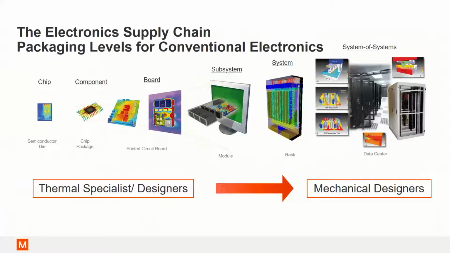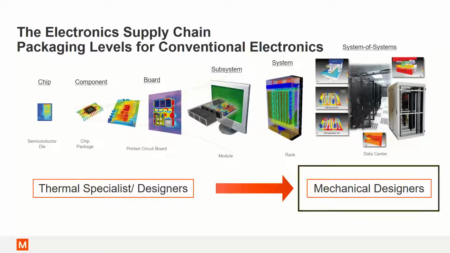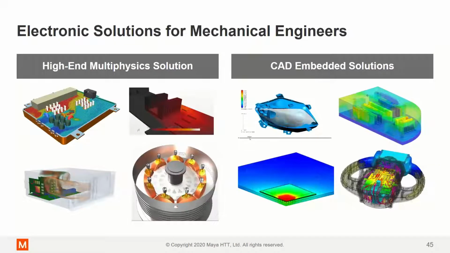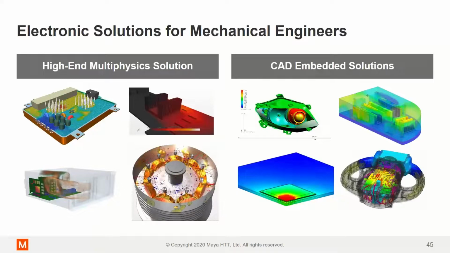Now, going back to the supply chain, what we saw was just the thermal specialists and designers, but what about the mechanical designers? I'm just going to show a quick snapshot of the capabilities available. As mentioned earlier, we have high-end multi-physics simulation, very strong optimization studies, and also the ability to handle electronic cooling systems, such as the e-cooling motor, in a very efficient manner. But then we also have CAD-embedded solutions for designers so that they can front-load simulation early on in the design process, reducing engineering time.